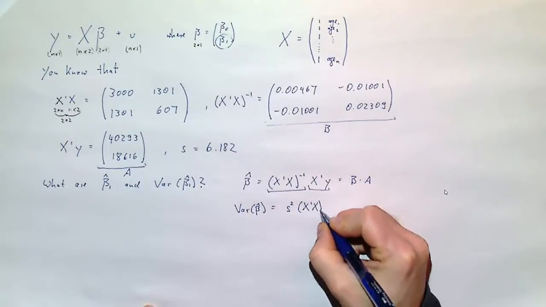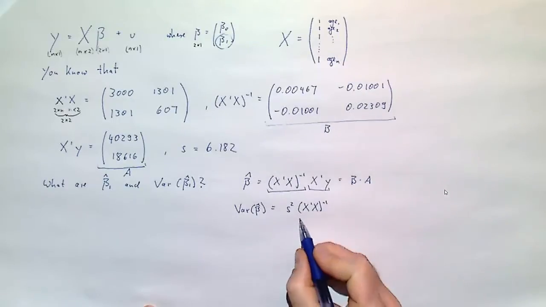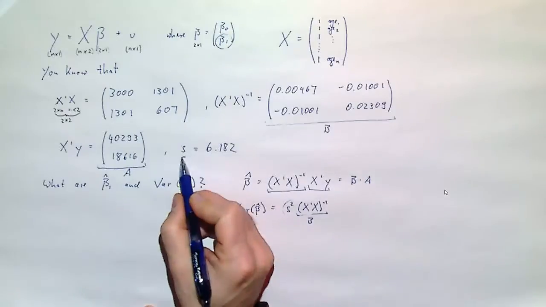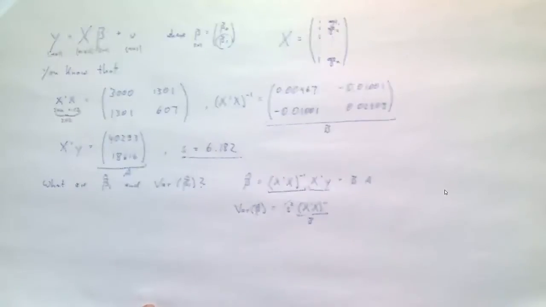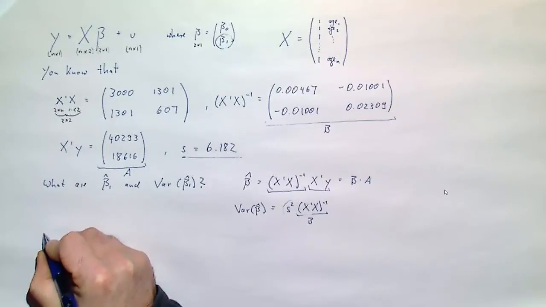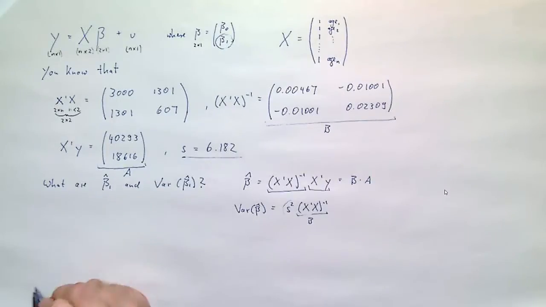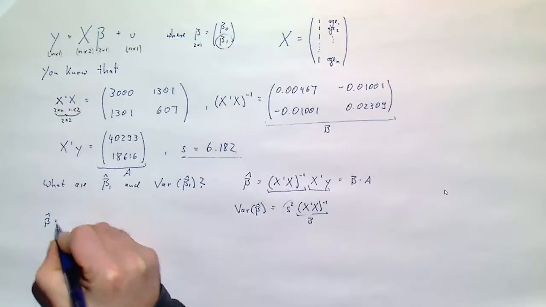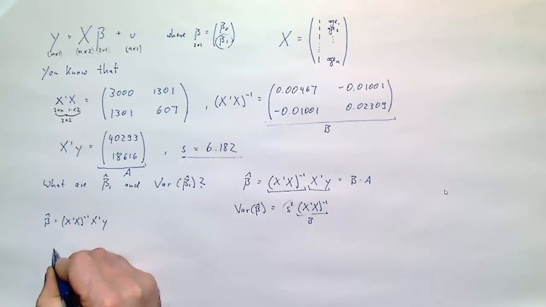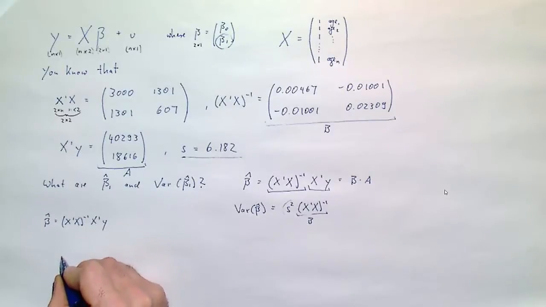And you should remember how to calculate the variance for beta hat. That's s squared times x prime x inverse. Now B we have, and S, that is the estimated standard error of the regression residuals, we have also been given. So we have all the information we need to calculate both beta hat and the variance for beta hat. So let's start. From now on, it's just technical stuff.